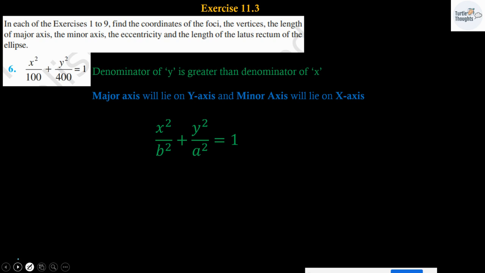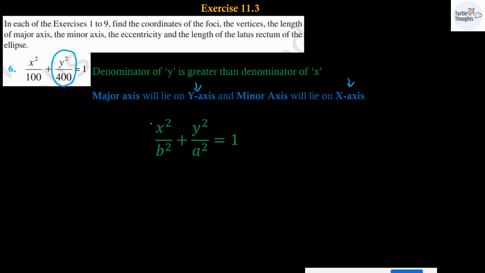Let me take one more problem. The sixth question: x square divided by 100 plus y square divided by 400 is equal to 1. Step 1 remains the same. Observe which of the denominators is greater. I observe in this question that the denominator of y is greater. When the denominator of y is greater, the major axis will lie on the y axis and the minor axis will lie on the x axis.